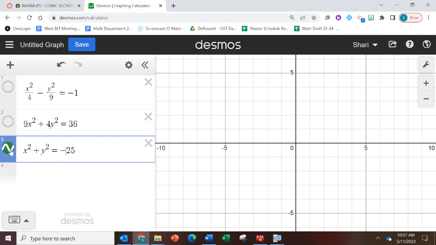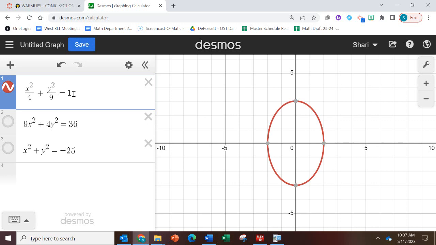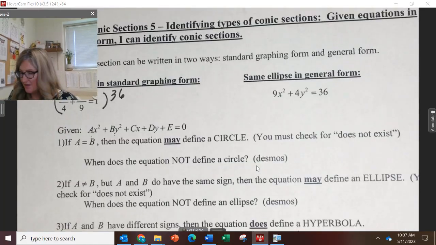Let me go back here. Right now this is a hyperbola, but if I change this to a plus, I have nothing. And that's because this part is an ellipse, but it's equal to a negative, and therefore we have nothing. Now, if I were to change this back to a positive, now we're back to having an ellipse. All this is stuff that we have to be thinking about. All right, so let's go back to the notes now.